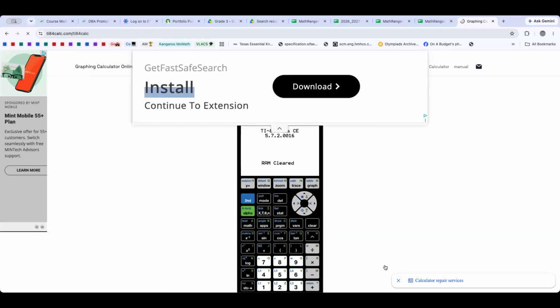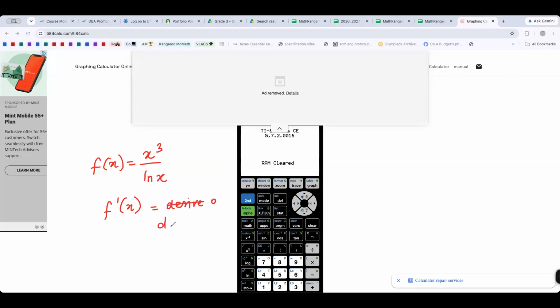So, what was the question? I forgot the question. x cubed divided by ln x at 0.57. So the question says the function is x cubed divided by ln x. And then you're going to find what? f dash of x, that means the derivative of f of x. We really want f dash of 0.57. That's all. Okay, so how do you do that?